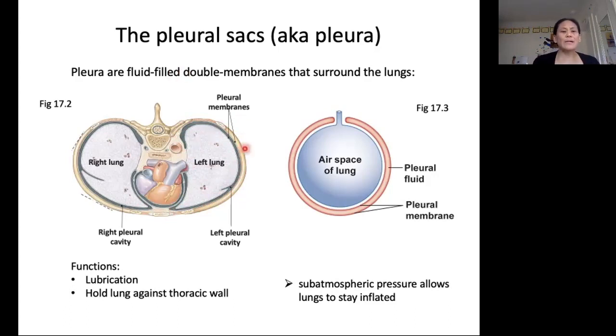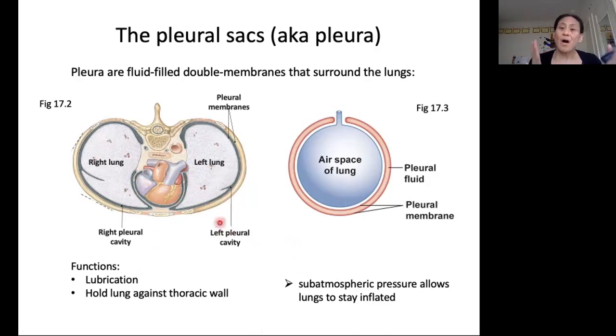Okay. So the pleural sacs have a couple main functions. One is lubrication. As you breathe, you don't want your lung tissue to get damaged as it comes up against the ribs. So you have this extra layer of fluid to help prevent that from happening. Very much like the pericardium around the heart, which incidentally you can see in this figure also. Around the heart, you see this dark blue, that's the pericardium.